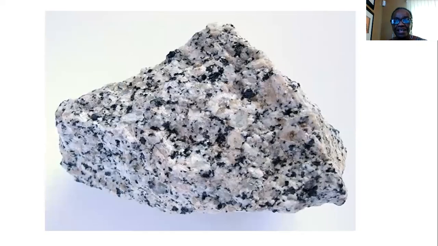rocks. You see this is a picture of a rock. You may not know the name of it, but it is granite. And you see these large crystals here? These crystals that I'm pointing to are examples of minerals, because minerals are the things that make up rocks.